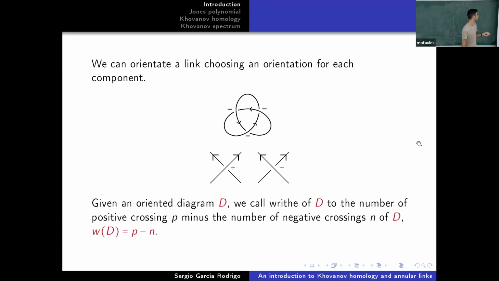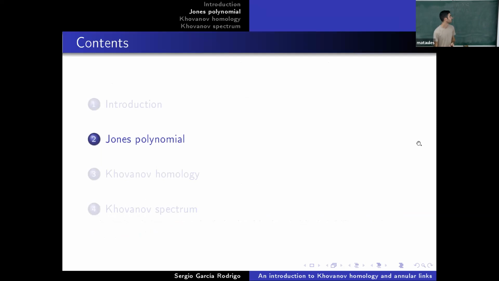If we approach the crossing by the underpass, okay, so the one that's split in two, if the overpass goes from left to right, that's a positive crossing, and otherwise we say it's a negative crossing. And the number of positive crossings minus the number of negative crossings, we call it the writhe of a diagram. Okay, we'll see why it's important.